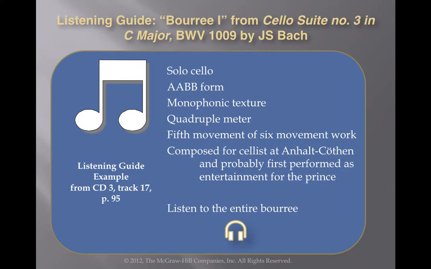Your second listening example is one of those dances, a bourrée, and you can hear that from Bach's Cello Suite Number 3. So make sure you listen to that particular example. You will hear that it is in AABB form, meaning that you will hear one section of music, and then that section will repeat. Then you'll hear a second section, and then that section will repeat. It is a monophonic texture. The cello performs by itself and is the only line of music to hear.